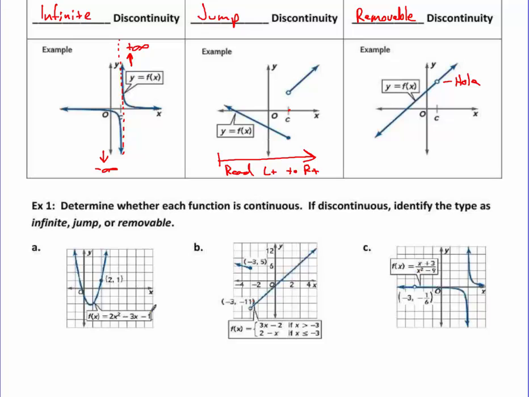So we're going to do, real quick, a couple examples and determine whether each function is continuous. If it's discontinuous, you identify the type as an infinite, a jump, or removable. So we'll just start with A. On A, I can move my pencil along this function, never pick it up, and I can go from one end of it to the other if I could drag my pencil for infinity. So this is a continuous function. This one here, remember, I'll always go from left to right. So as I move along, I have to stop. And I'm going to have to jump down here and then continue the function. So this is a jump discontinuity.